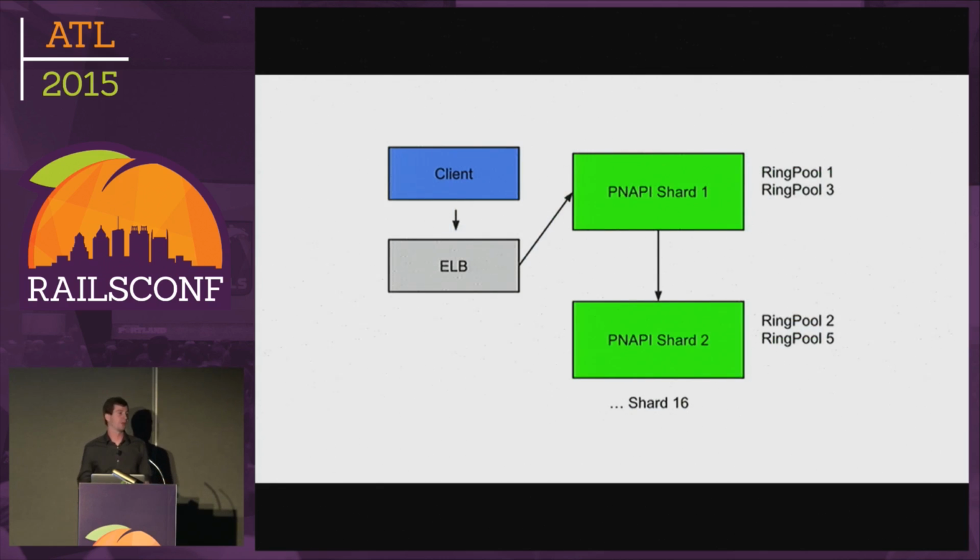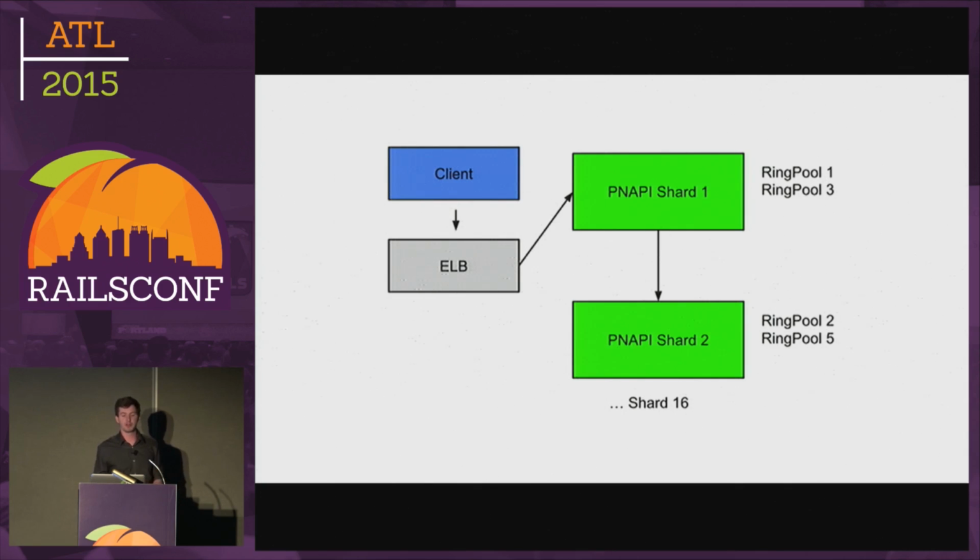Ring pools are assigned round robin to API shards to balance load. The system also allows us to move more heavily trafficked ring pools from one shard into a second that's experiencing a lower average load. So what happens when a shard falls over or doesn't respond in time?